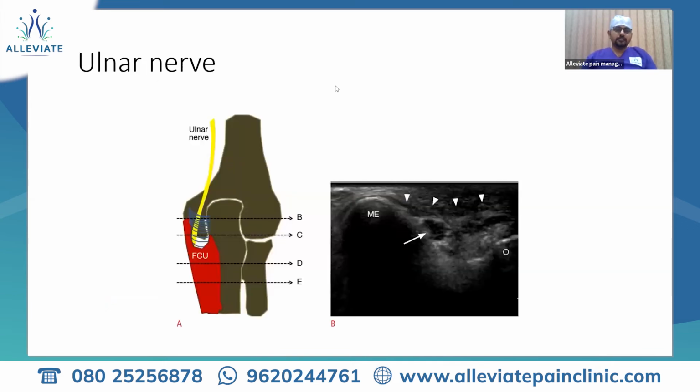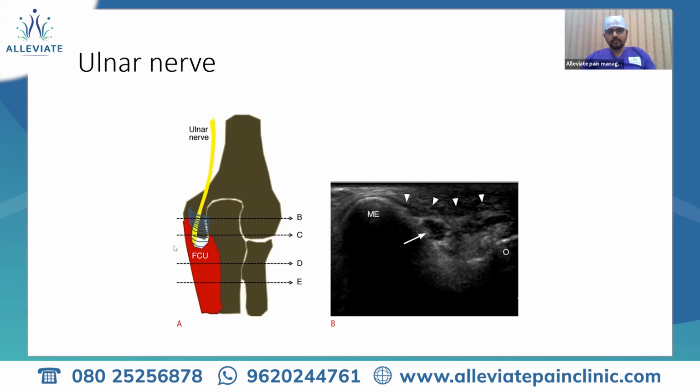Moving on to the ulnar nerve. So we know that the ulnar nerve is associated with the cubital tunnel. The cubital tunnel's main bony landmark is the medial epicondyle, and then you have the olecranon on the lateral aspect. Then you have the other boundaries of the cubital tunnel as well. I'll come to that. So here we are seeing the nerve as it enters the cubital tunnel.